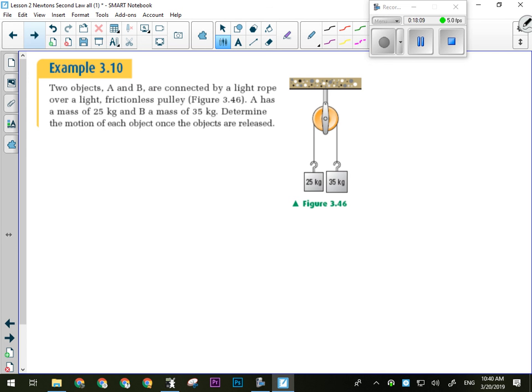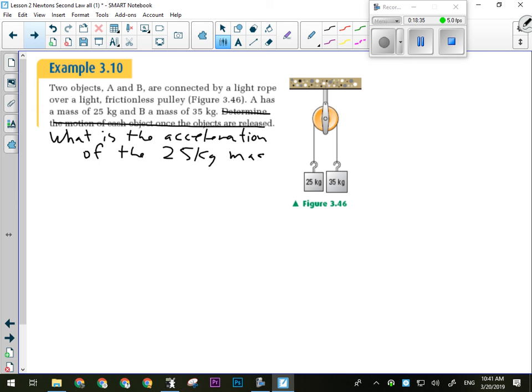All right, so here's another system question. I've got these two masses hung over a pulley. One's 35, one's 25. I want you to determine, actually I'm going to change this. I want you to calculate the acceleration of the 25 kilogram mass. Still a system, don't forget that.